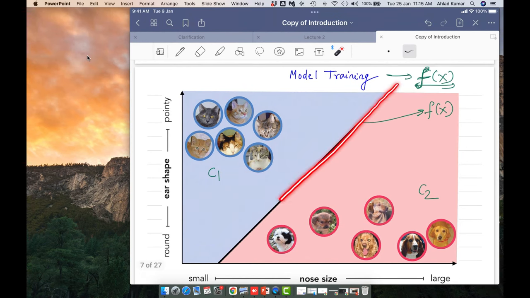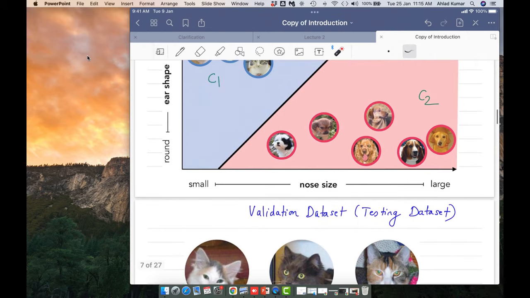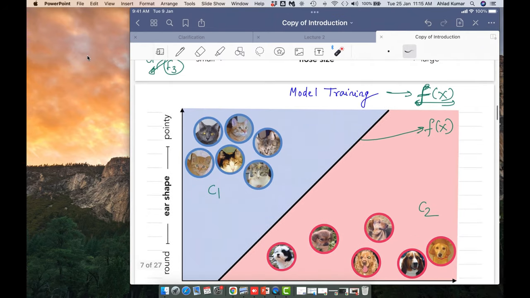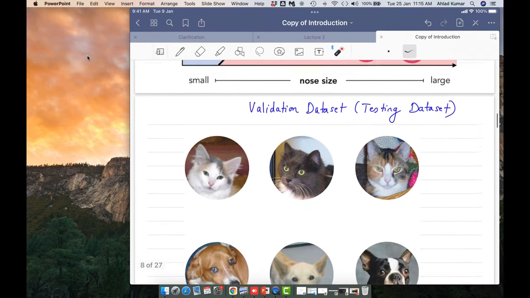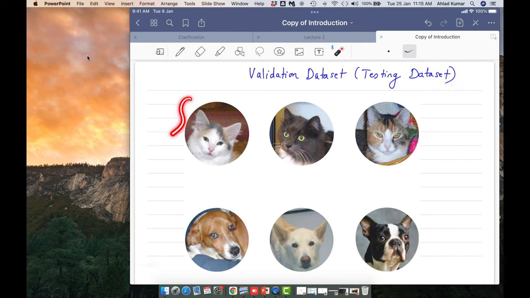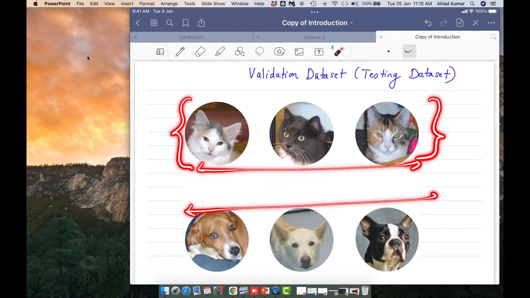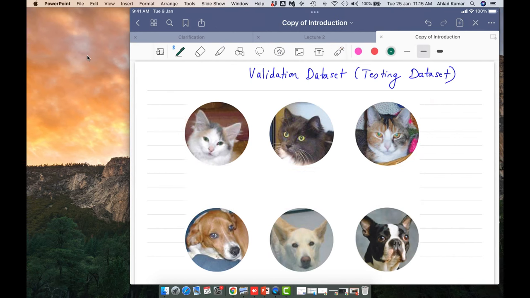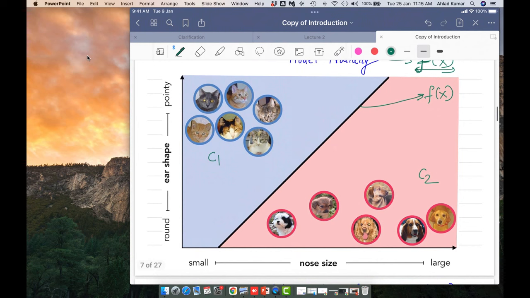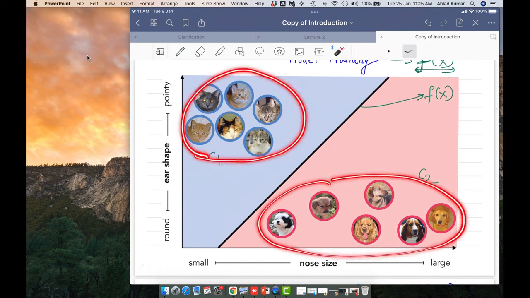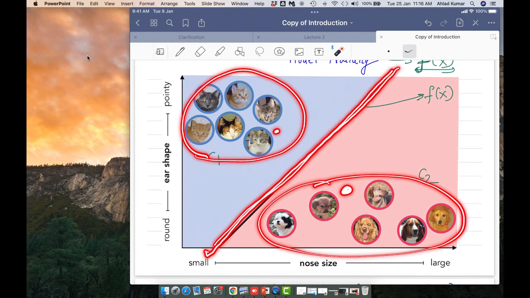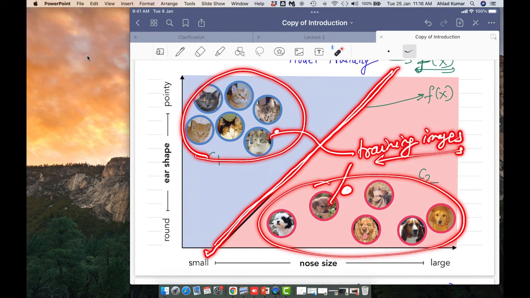Once we have this function f(x) created, we can go for the validation or testing data set, and we will see how we can do testing now. In the testing data set, please note that these images, the cat images and the dog images, are not there in the training data set. It is very important. The data set which you use for training is called the training data set, because these images in it are actually helping to get this function f(x). Those images are called training images. They are basically used for creating this function f(x).